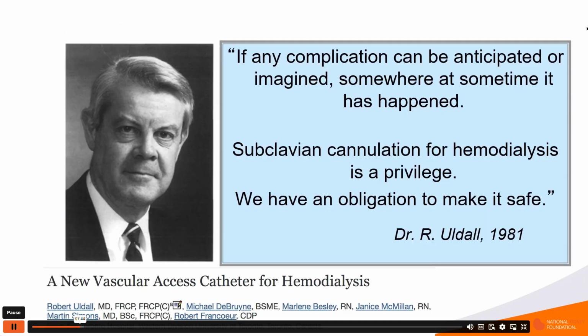And so this is the great Dr. Robert Uldall, who created the dual lumen catheter at the Toronto Western Hospital. And he was the gentleman that really allowed us to have the use of central venous catheters as a permanent option. And he said, if any complication can be anticipated or imagined, somewhere at some time it has happened. And at the time, we used subclavian cannulation. And he said subclavian cannulation for hemodialysis is a privilege. We have an obligation to make it safe.